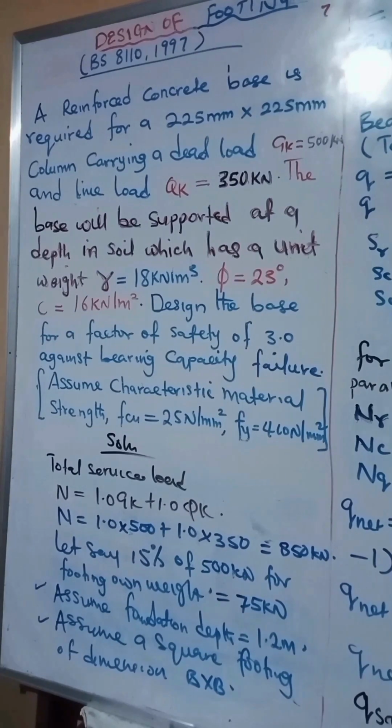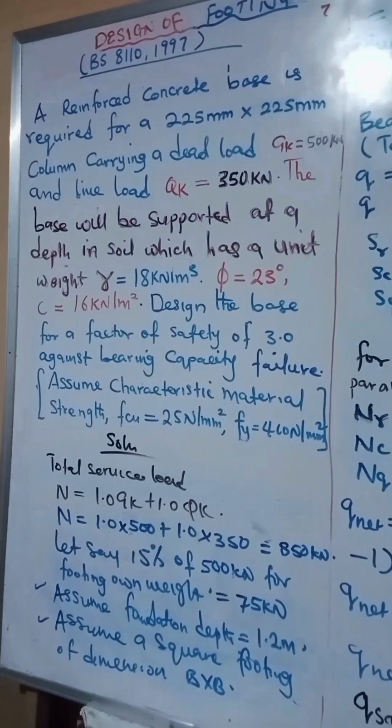We have the characteristic cube stress of concrete to be 25 Newton per millimeter square. We have the characteristic strength of steel, which is 410 Newton per millimeter square. All right. So today we want to do this design based on the British Code of Practice BS8110 1997. We are going to be using that code to carry out this design.